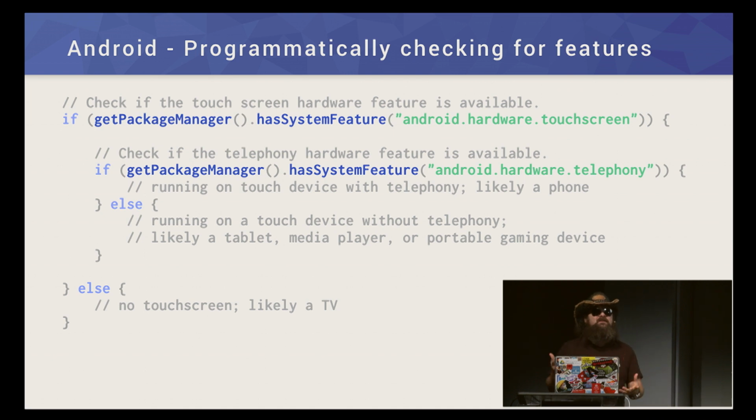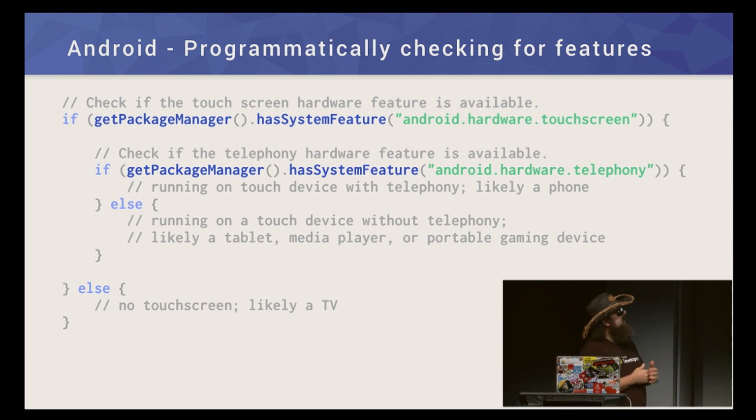Unity has facilities to call into the Android stack and do these exact things as well. You want to get the package manager, you want to ask the package manager, hey, do you have this feature that I think I want to use in this particular case? And you can branch from there. You can decide, hey, I'm going to use this or I'm not.